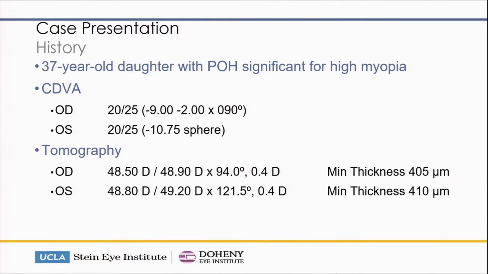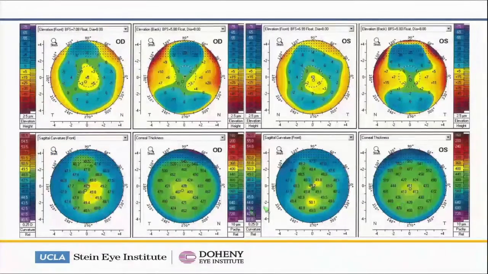Now, her daughter also is a high myope. You see her, yes, it gets better. Her vision, you see 20/25 in each eye, high myopia. Tomography demonstrated low astigmatism in each eye. And like her mother, minimum pachymetry about 400 microns in each eye.